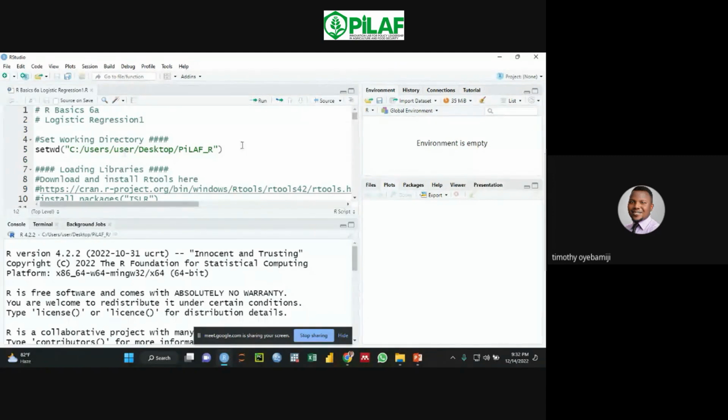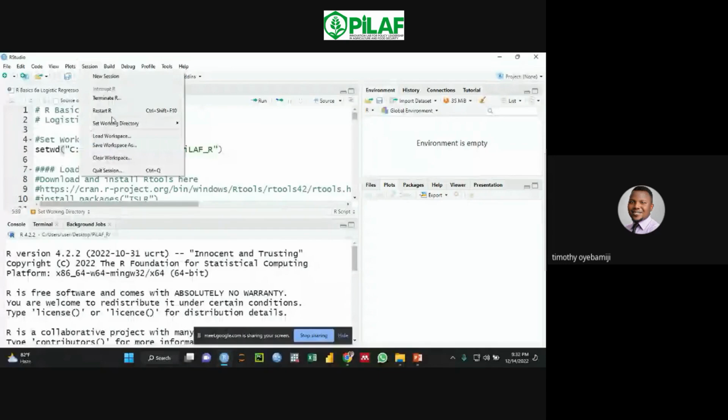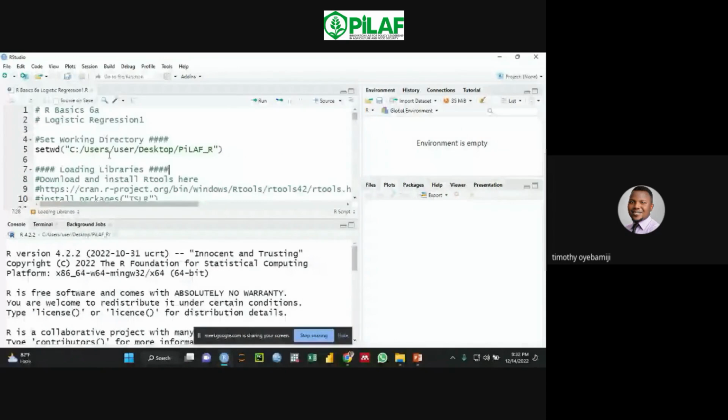So usually, I think you can also go through Session, Set Working Directory, and Choose Directory. All right. But if you are confident with this, you can always do this. Write the code, then pick the address of that folder and paste it here. All right. Then when you paste it, don't forget to change your backslash, if you're using Windows. Where is the backslash here? Okay, yeah, you have a backslash.